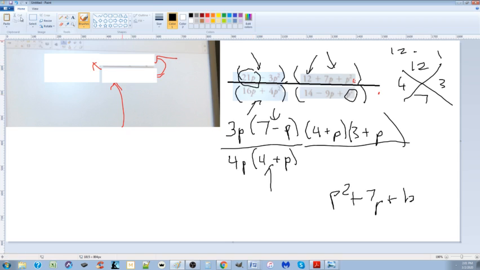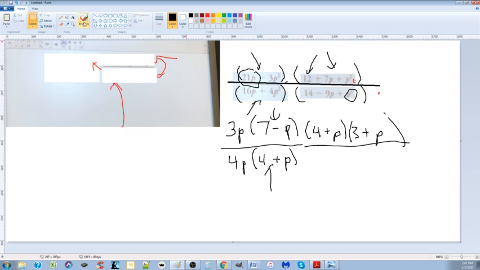Now, what about the bottom one? Same thing. We're going to use the old school method, and what we're looking for is a number that multiplies up to 14 but adds up to minus 9. So we're going to look at the same thing over here.